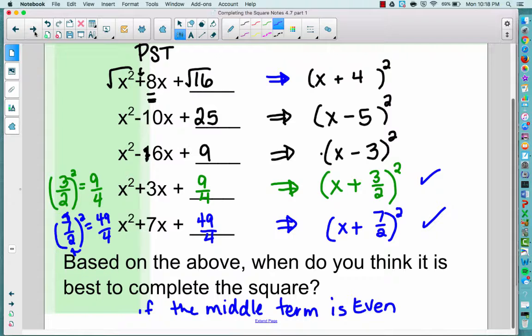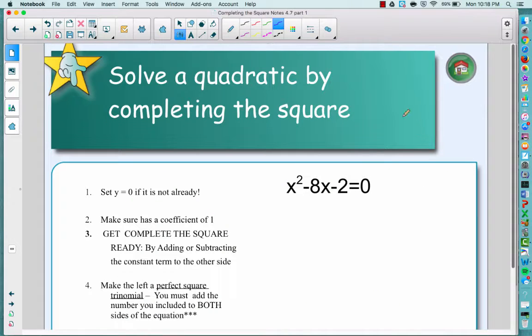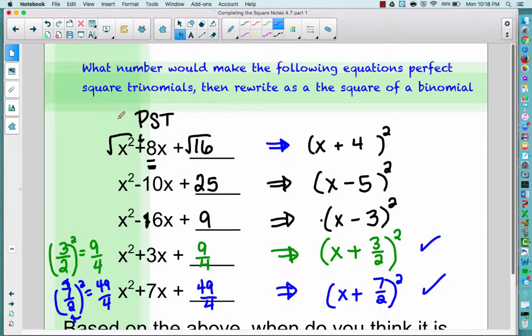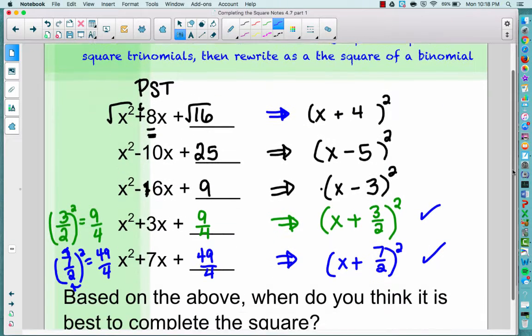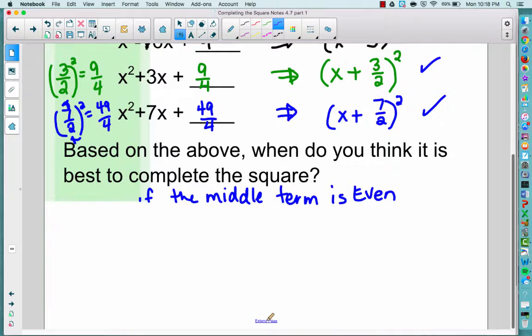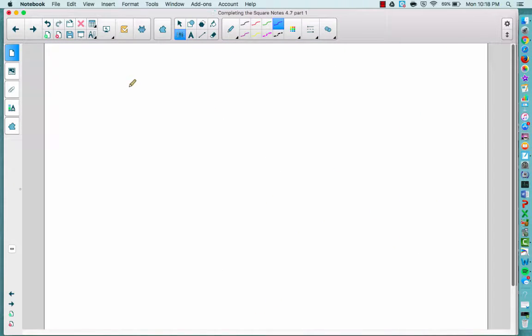All right, so now we've got to get good at a couple of other skills. Another concept that we have to be good at if we want to complete the square, and actually let me add a page here, is solving by taking the square root. So we practiced this before break, but we're going to do it again.